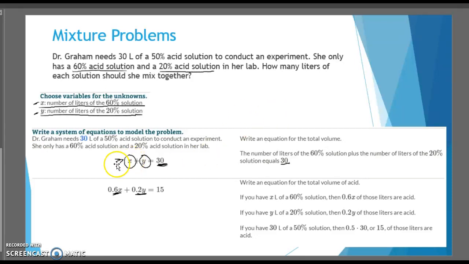Okay, so our 2 equations are x plus y equals 30. That is the volume equation: number of liters of the 60% solution, number of liters of the 20% solution, total number of liters needed. She needs 30 liters. And then we have an acid equation. We have 60% of the liters of x are acid, and then 20% of the liters of y are acid, and then 50% of those 30 liters are acid, so 15 liters of acid.